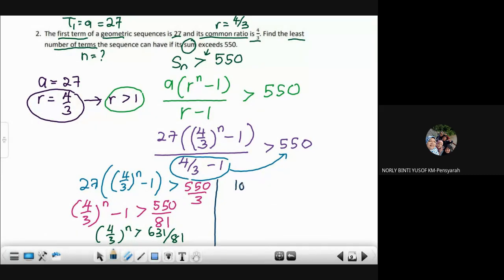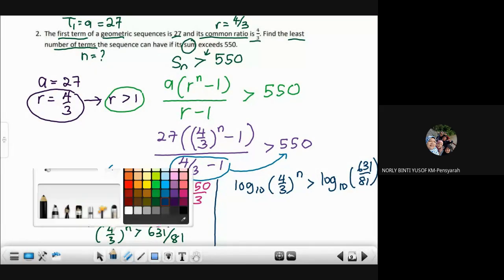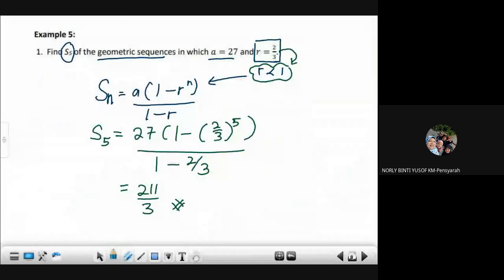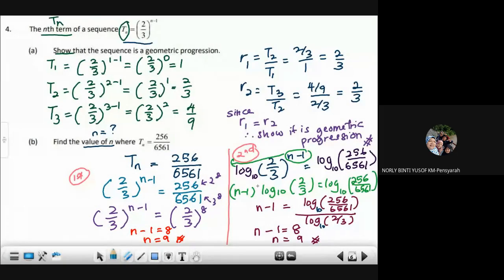So log 10 4/3 kuasa N, log 10 631/81. So samalah, this one is the same process. Power ni akan pergi depan. So dia akan jadi N. Ni darab darab jadi akan jadi bahagi. So kita terus tulis. So prosesnya sama macam tadi yang ni. Ni darab, pergi sini darab, dan dia pergi sini jadi bahagi.